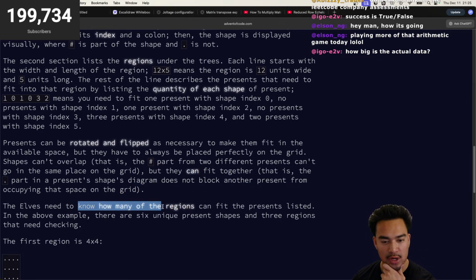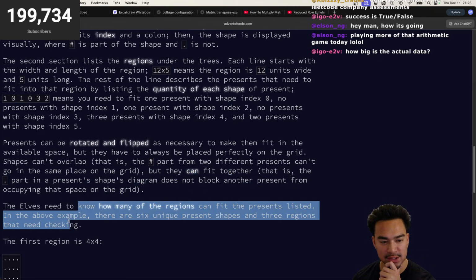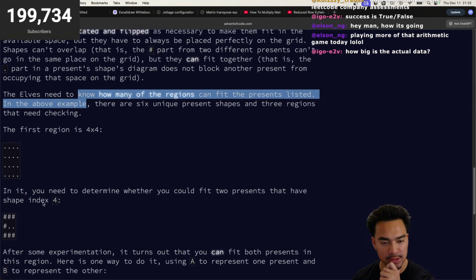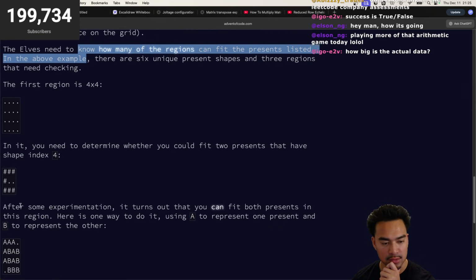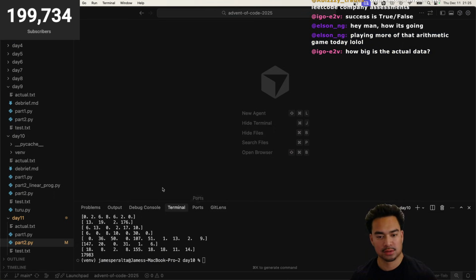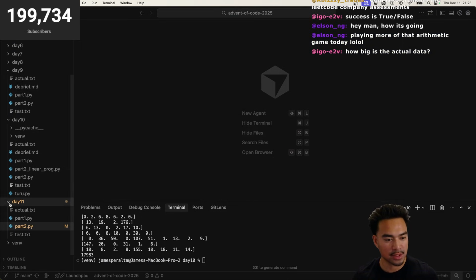The Elves need to know how many of the regions can fit the presents listed. In the above example, there are 6 unique presents and 3 regions. Okay, let's think about this a bit.